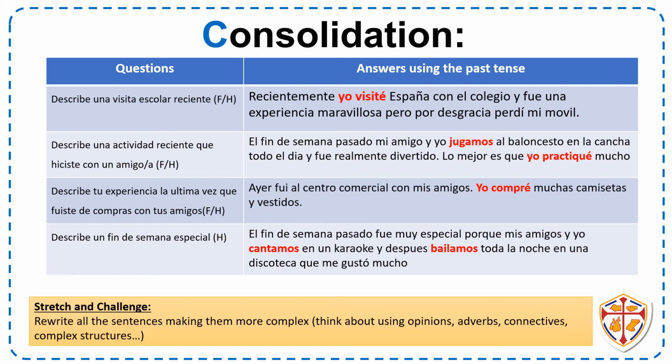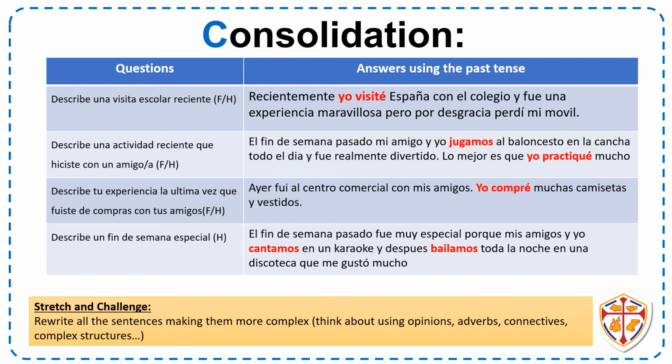Let's have a look at number 3, where you had to describe your experience last time you went shopping with your friends. And in my answer, I wrote, ayer fui al centro comercial con mis amigos. Yo compré muchas camisetas y vestidos. Again, here I've used yo compré, I bought. Look at how I constructed this verb. First of all, I thought of comprar, AR ending, to buy. I removed the AR and I replaced it with é with an accent, which is the ending for I.